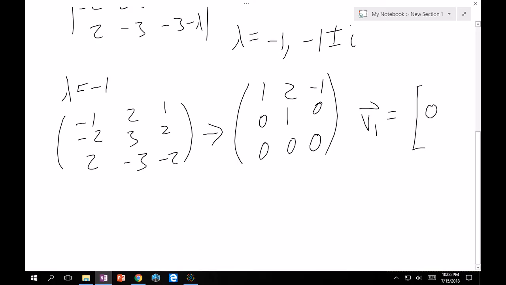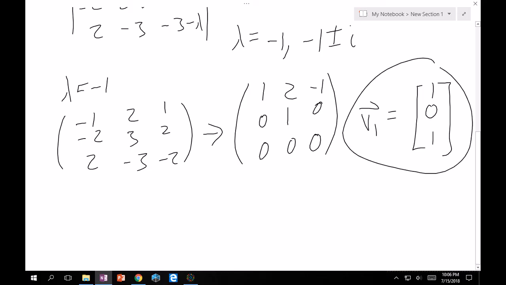This already tells me this has to be 0. And then the bottom one tells you that x3 can be whatever. So I'm going to make x3 1, which means that x1 has to be 1. So 1, 0, 1. Great, so that's our first eigenvector.